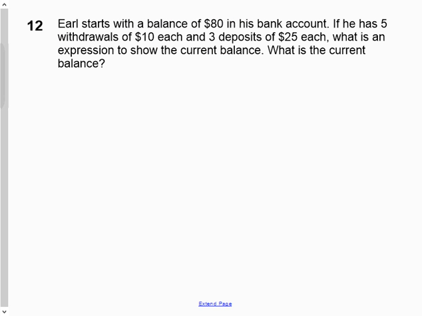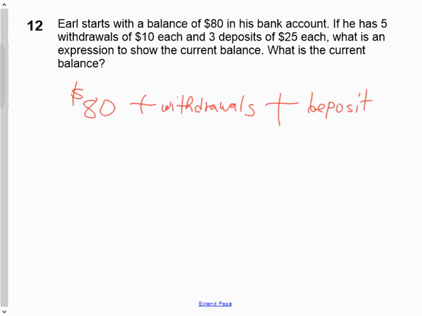And your last question is about Earl. Earl starts with a balance of $80 in his bank account. So if I put his $80, his starting balance in the bank account, and I combine it with his withdrawals and his deposits, all of these together will end up telling me how much money he has in the bank. Now notice I am using addition for both, even when it's going to be taking money out, because adding a withdrawal is going to be a negative number, which is impacting it by decreasing it.